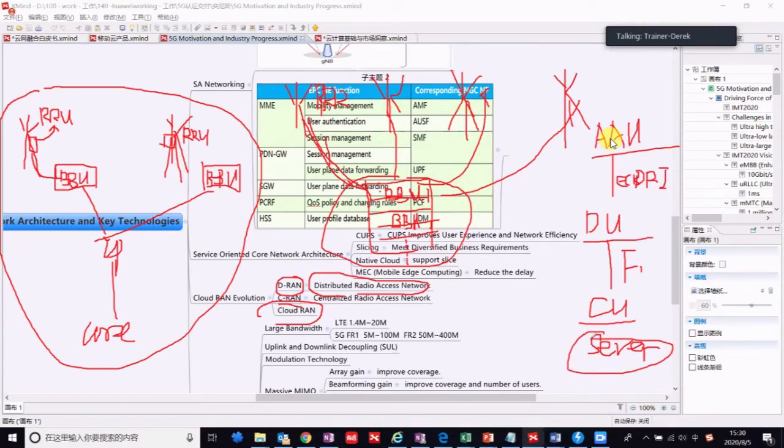It can share the network resources. And the DU can be deployed near the user, for real-time services. We can deploy the UPF with the DU, and the AAU is on the tower, and it is also very flexible. It can meet different requirements. This is our DU and CU and DRAN, CRAN, and Cloud RAN.